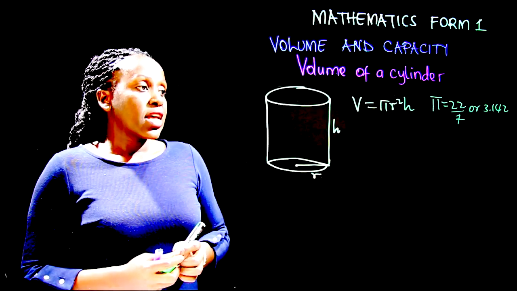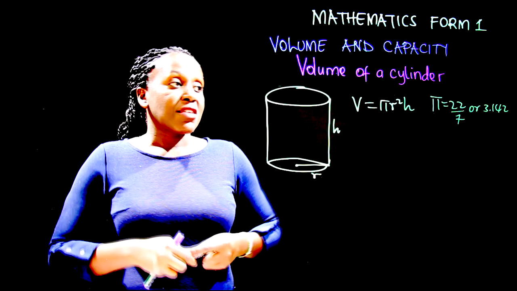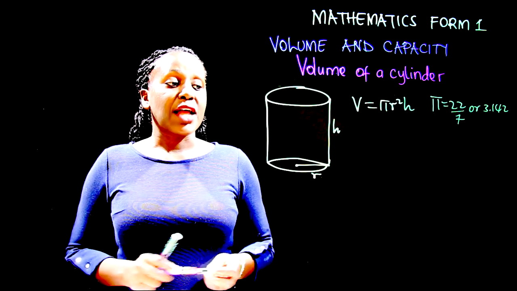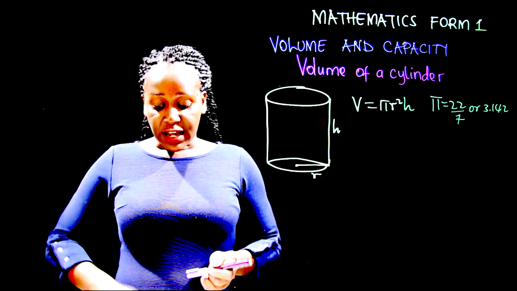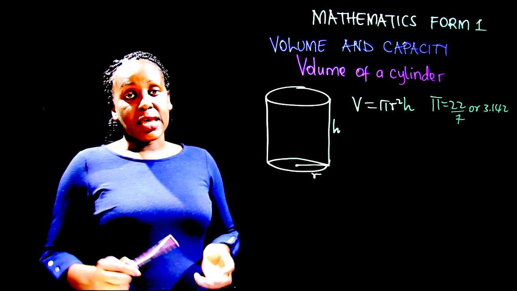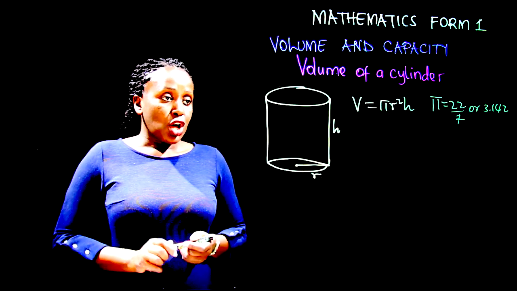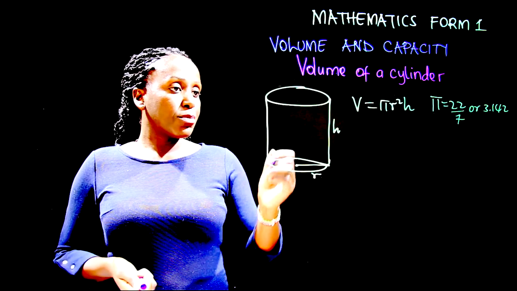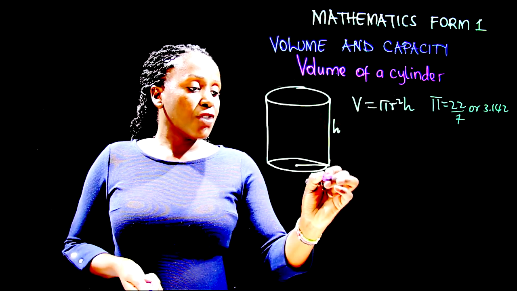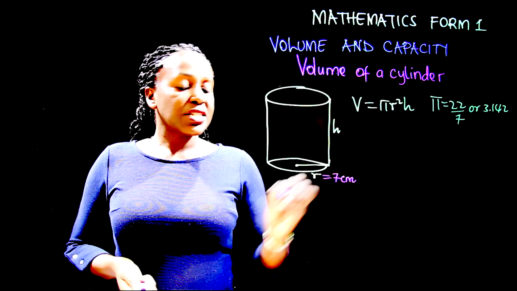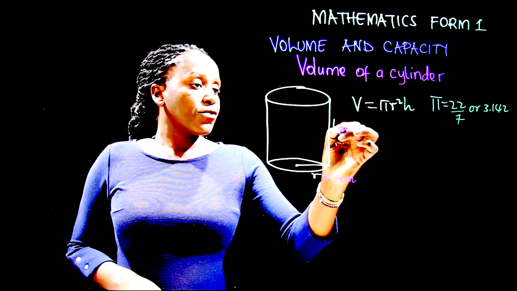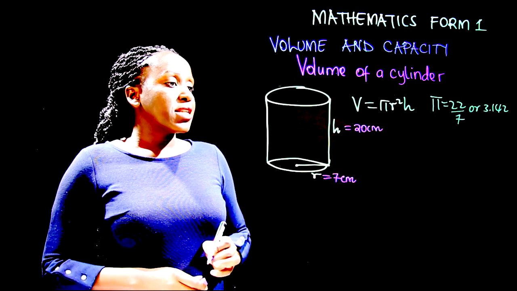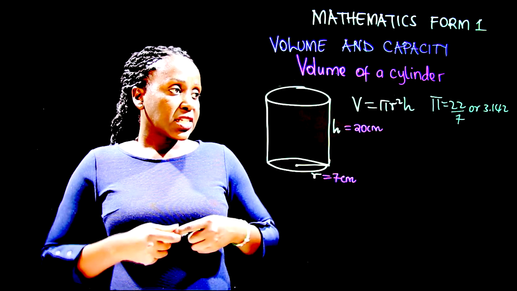In some questions, the question will specify the value that you will use. If the value is not specified, you can use any of the two values. They represent the same number. So let us assume that our cylinder here has a radius of 7 centimeters and a height of 20 centimeters. So how would we determine the volume of this cylinder?